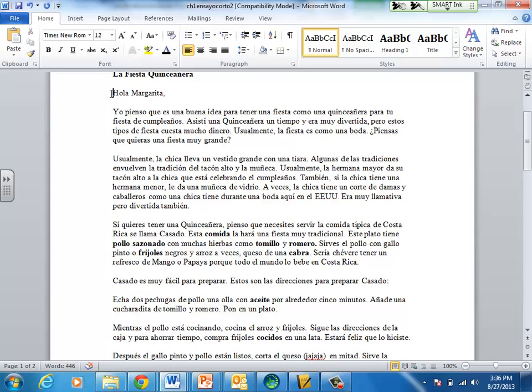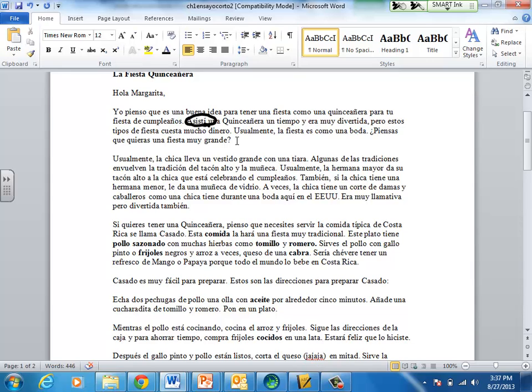So here it says, "Hi Margarita, I think that this is a good idea in order to have a party like a quinceañera for your birthday. I attended," assistir is a false cognate. I attended a quinceañera one time, and it was very fun. But these types of parties cost lots of money. Usually the party is like a wedding. Do you think that you would want a big party?